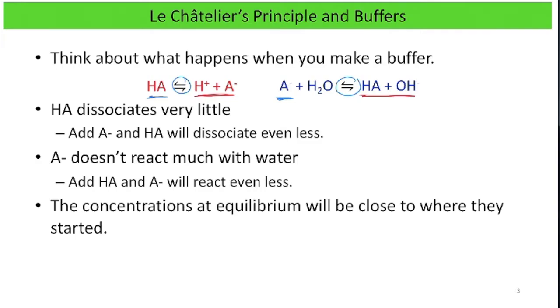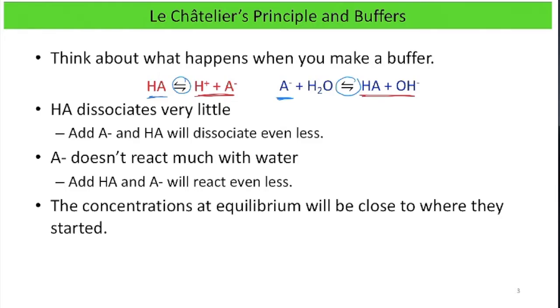Now in a buffer, we have both of these reactions happening at the same time because we have a bunch of HA and a bunch of A minus in solution at the same time. They're both in equilibrium with each other through both of these reactions, and because they don't ionize much, and because we've added products to both of those reactions in terms of the HA or the A minus, these weak acids and bases aren't ionizing very much at all. They're ionizing even less than they would if they were just there on their own. So when we have a buffer solution, we essentially end up with the same concentrations of weak acid and weak base as we put into that particular reaction.